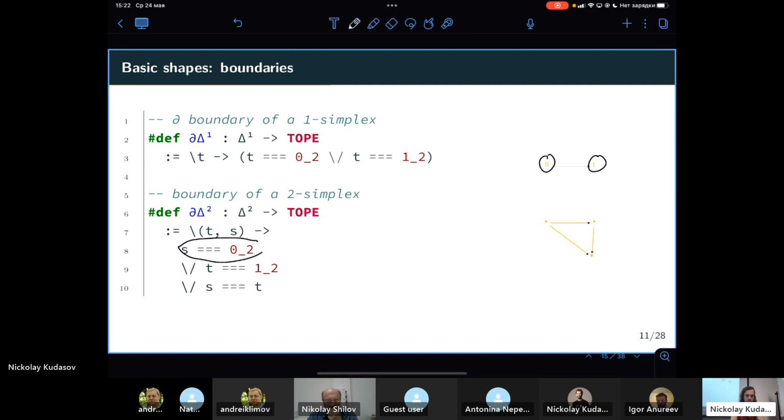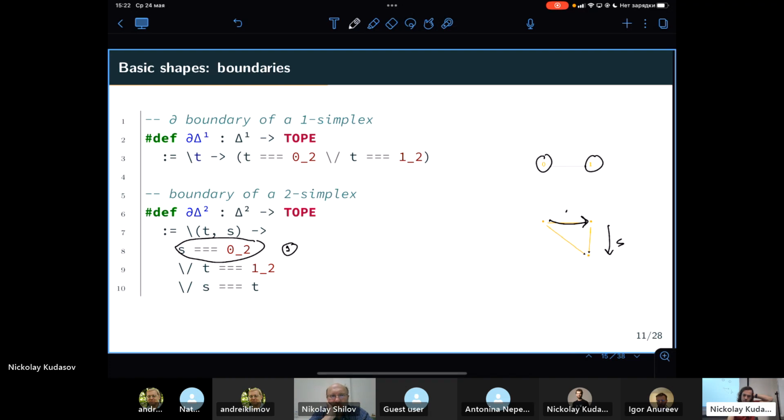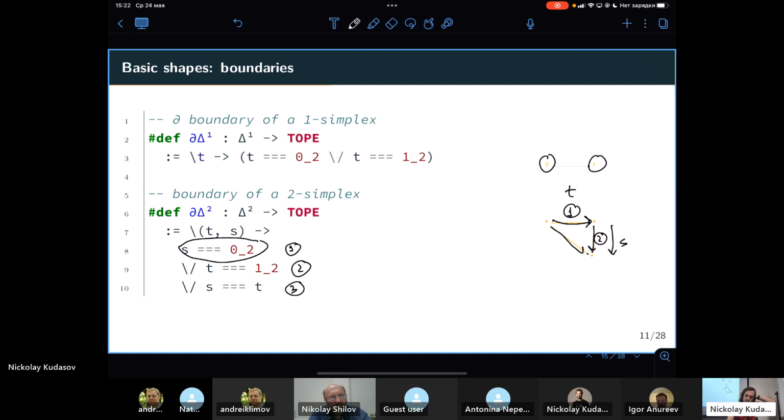We say either S is equal to 0, and remember S is this one. So S is 0 means that we get this line here, and this is sort of the first one. The second one is T is equal to 1, so this is T, so this is going to be the second one. And then S is equal to T is useful because we now can talk about this diagonal arrow. This is the third arrow, right?